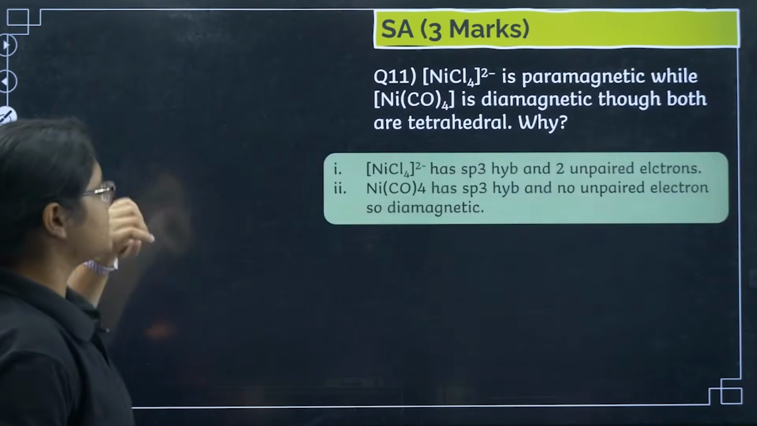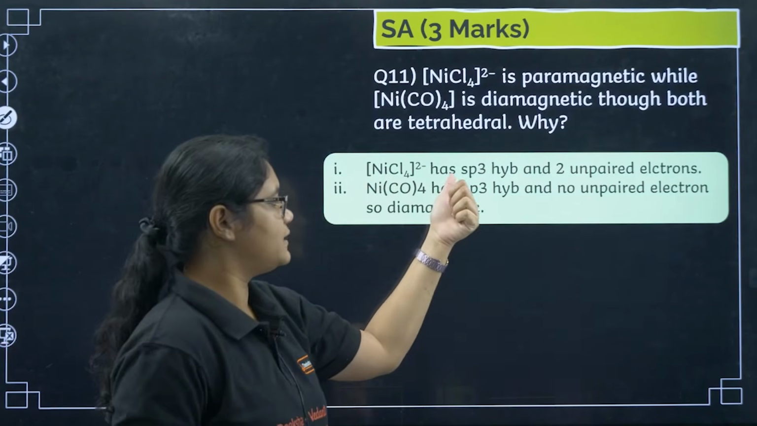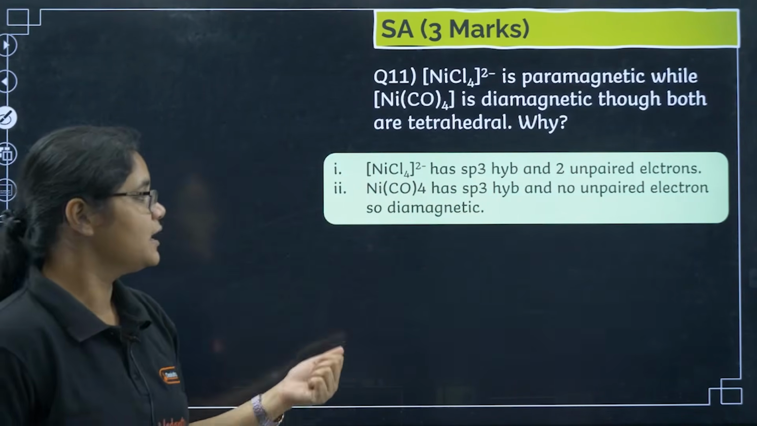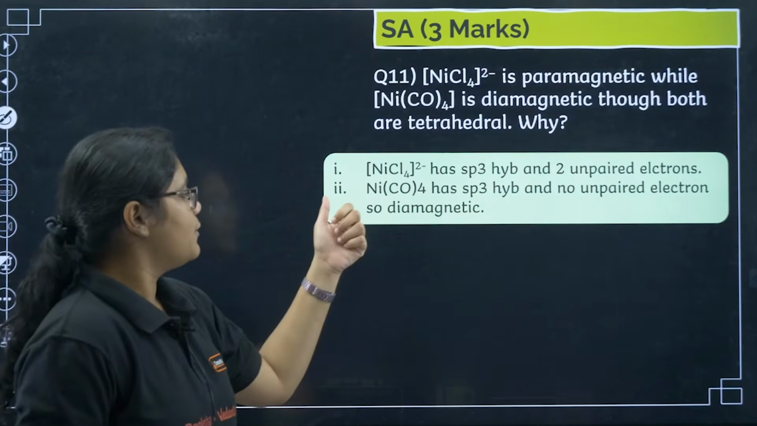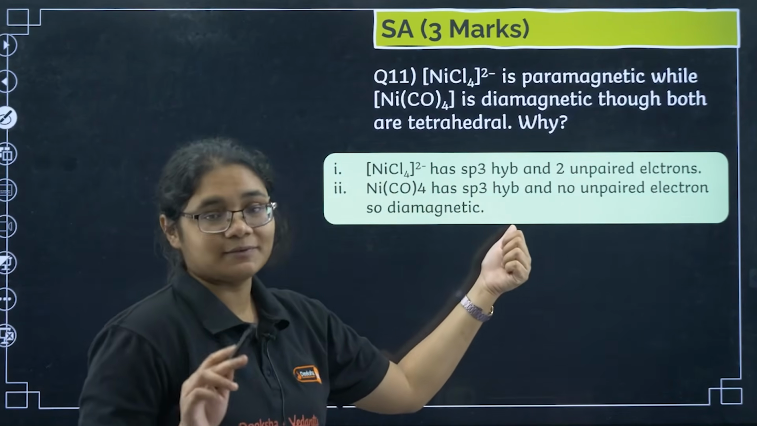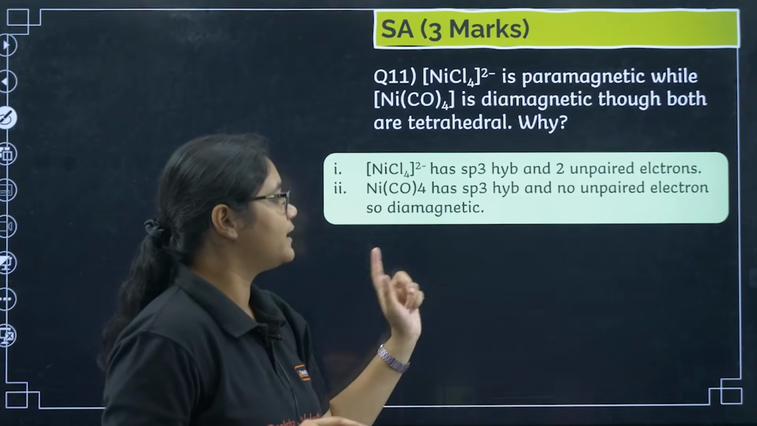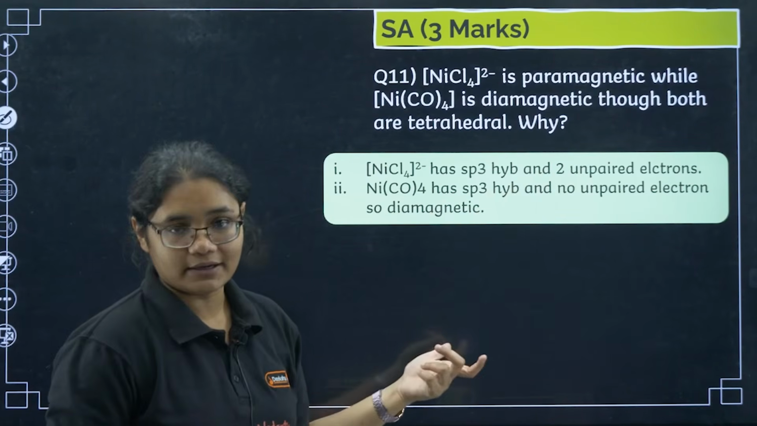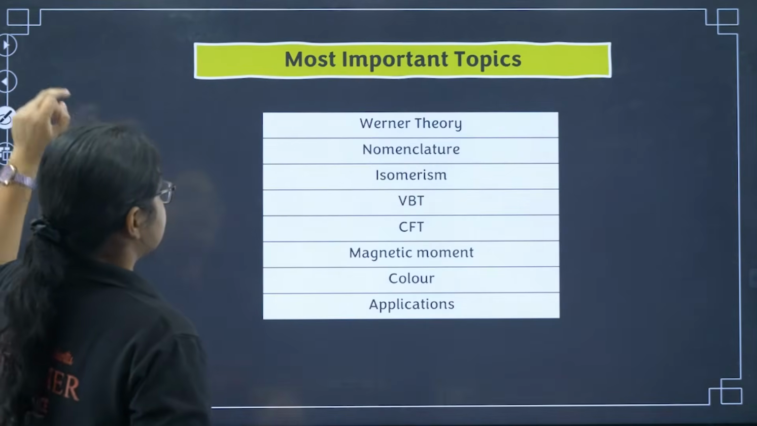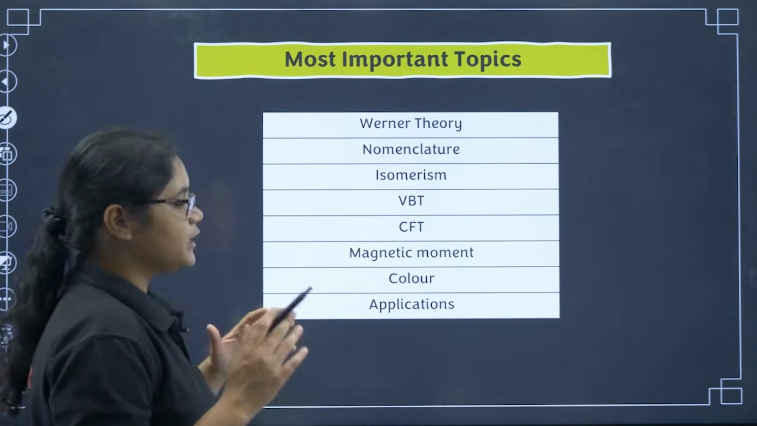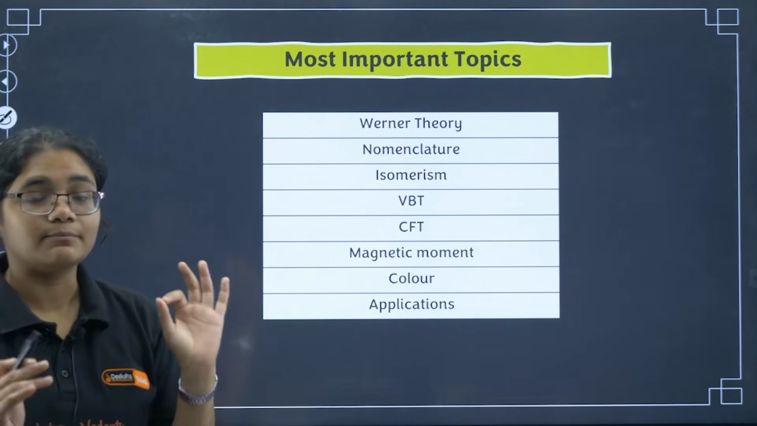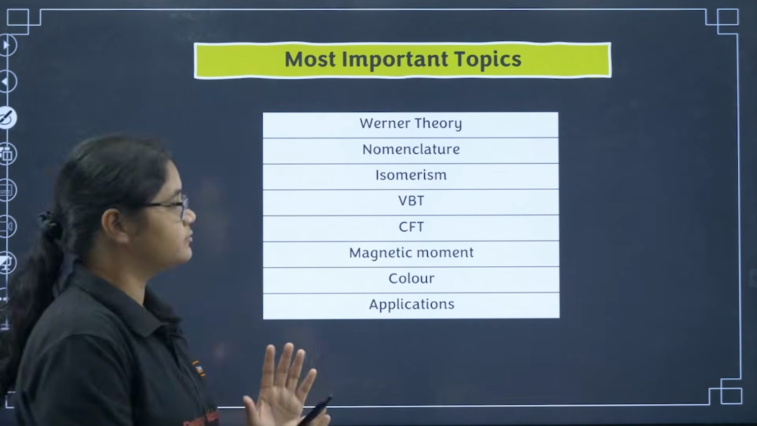So how do we write this answer? [NiCl4]2- has sp3 hybridization and 2 unpaired electrons, whereas Ni(CO)4 also has sp3 hybridization but no unpaired electron, so this is diamagnetic. Okay, next, that's all the questions, and here is the list of some important topics that you must revise from this chapter.